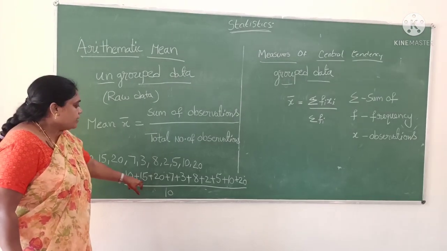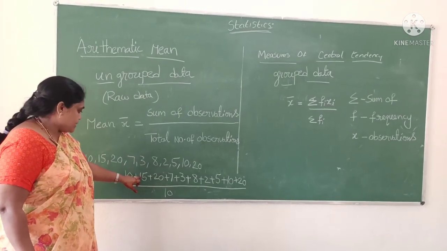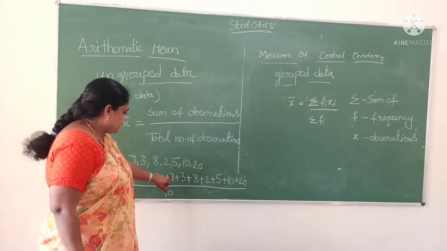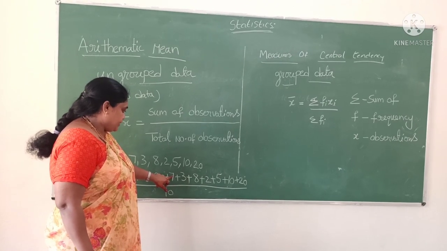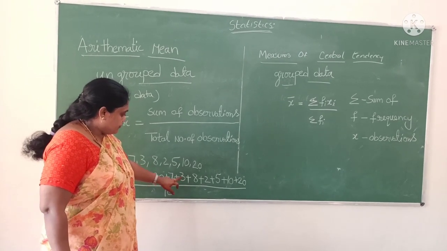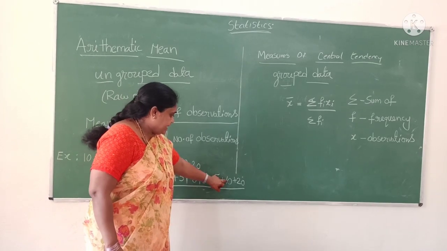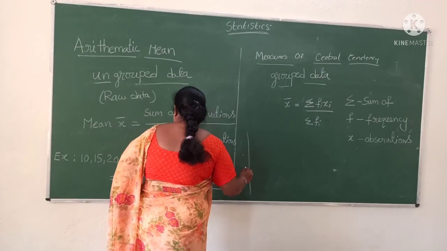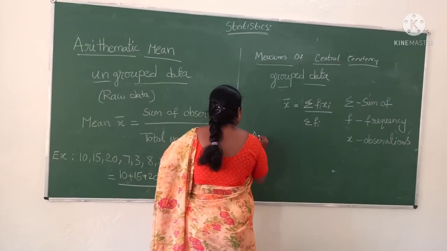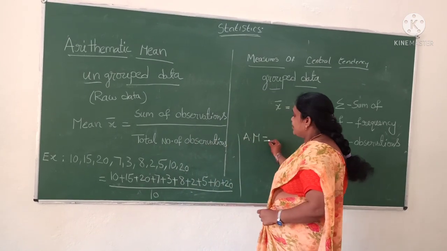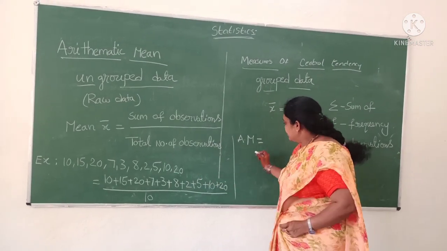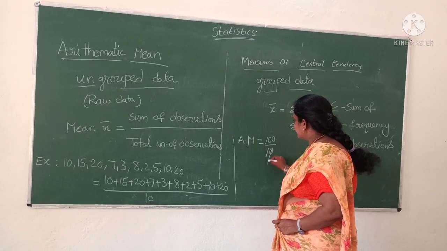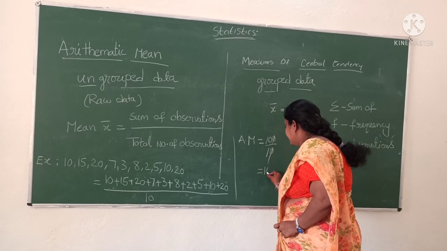Now add all these observations. 10 plus 15 is 25. 25 plus 20 is 45. 45 plus 7 is 52. 55, 65, 70, 80, 90, 100. So the arithmetic mean for all these observations is 100 by 10. The zeros cancel, that is 10.